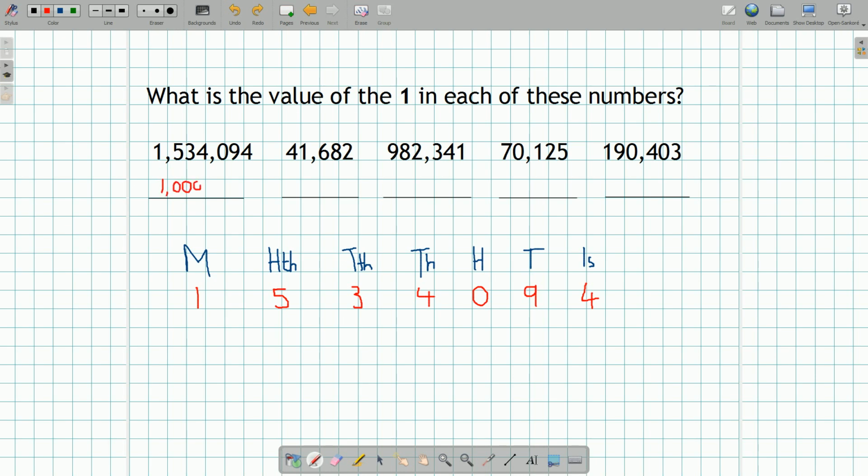Why do I give myself the ones which take ages to write out? Should have given myself the ones where it's always a value of 1. Next. A 2 in the ones, an 8 in the tens, a 6 in the hundreds, a 1 in the thousands, and a 4 in the 10,000s. So our 1 has a value of 1,000.